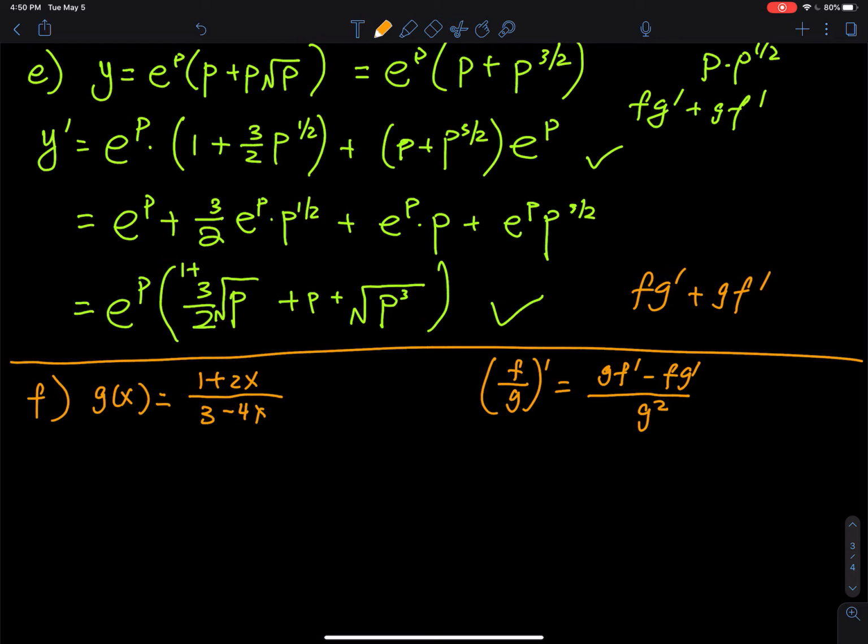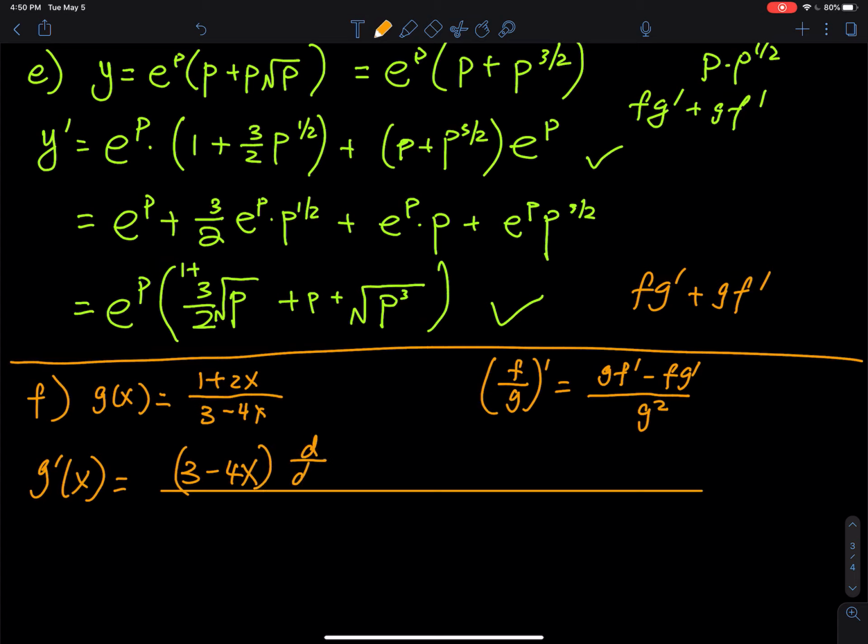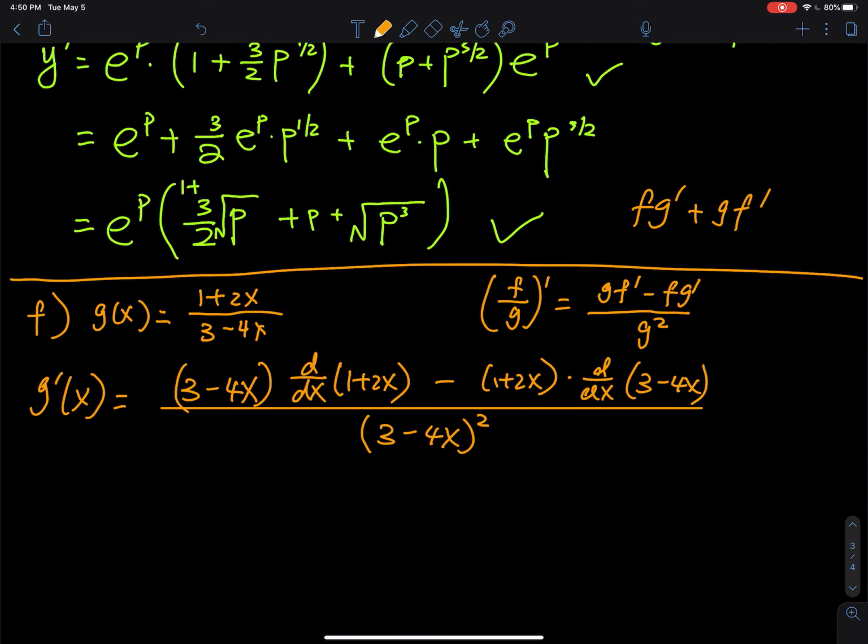So the slow motion, g prime of x, we draw a long fraction bar. Function g is the bottom. And then you take the derivative of the top. I am not going to take the derivative right now. I will just state the derivative notation. And then minus function f, which is the top, and then the derivative of the bottom, d/dx of 3 minus 4x. There you go. And then the denominator, you just square the denominator. You don't need to square that out. So when you do quotient rule, you always keep that as a square. And then you take the derivative, simplify the top, and then you will be done.